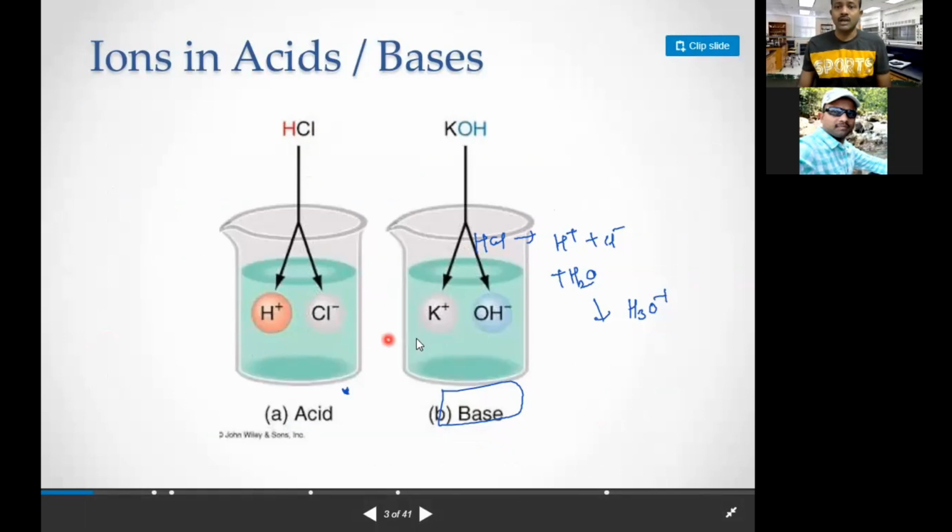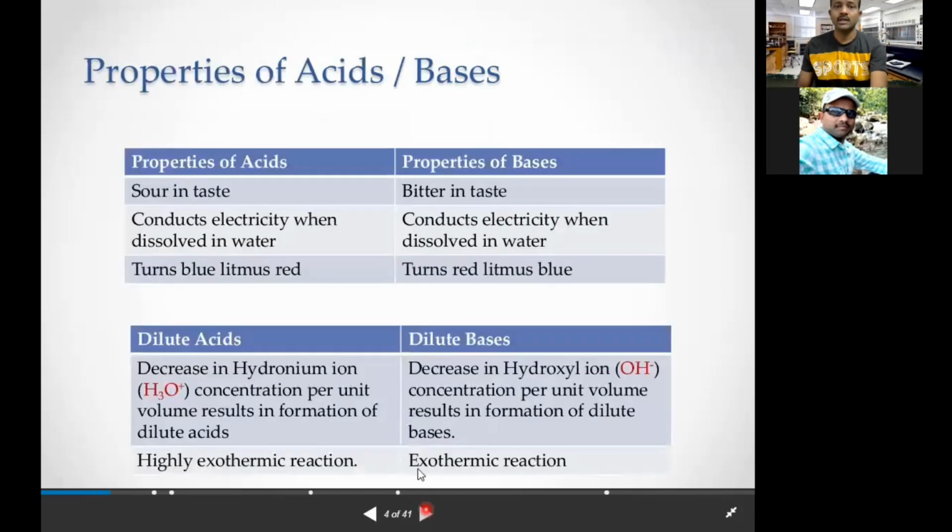Similarly, when you dissolve potassium hydroxide, it will give K plus ions and OH minus ions. The substances which release OH minus ions in water are called bases. The substances which release H plus ions in water are called acids. Move on to the next slide.